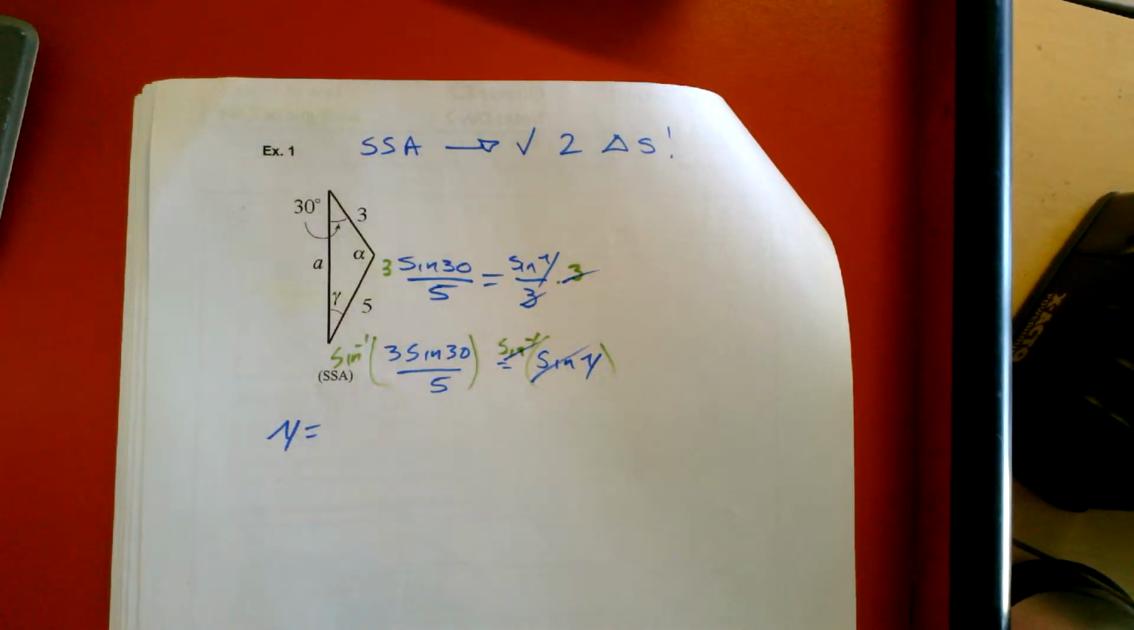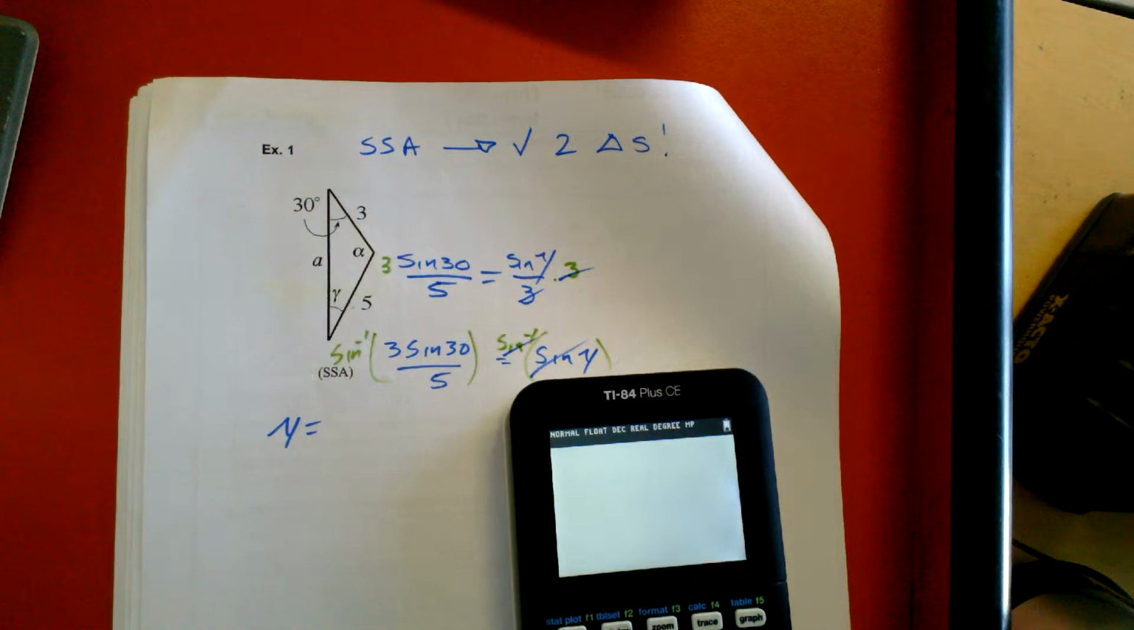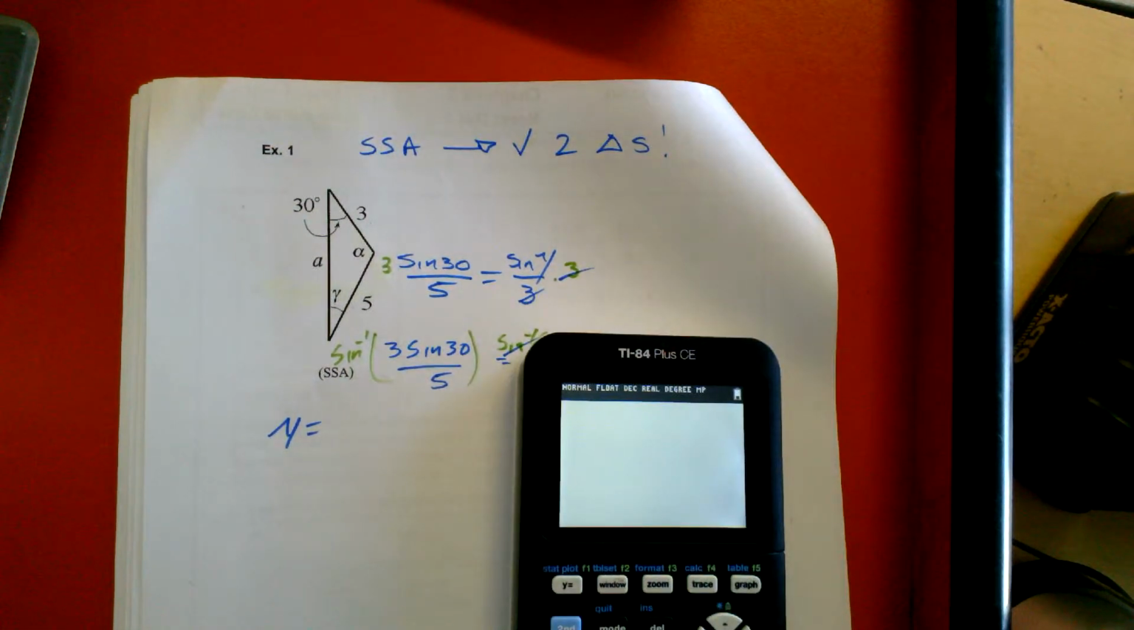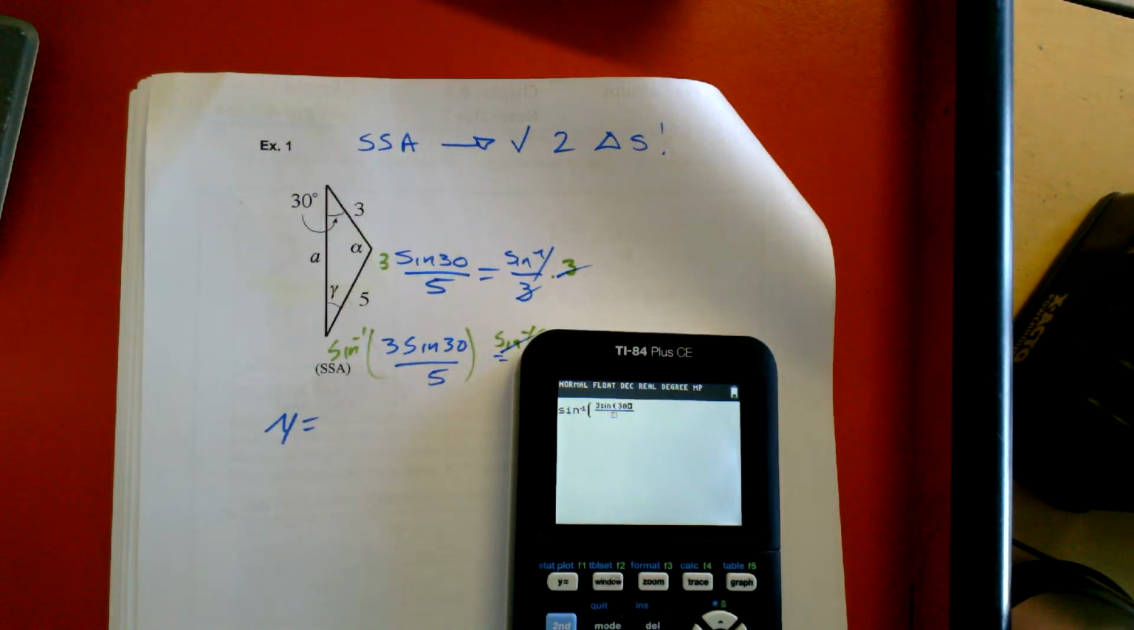Then we get gamma is equal to the inverse sine of 3 sine of 30 over 5. This is where you can plug it in. Take your fancy calculator: inverse sine, then 3 sine of 30, and on the bottom, 5. Okay, so I end up with 17.45.